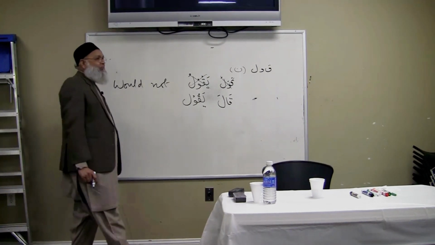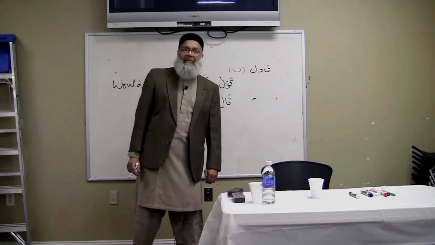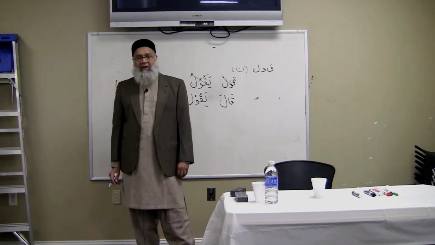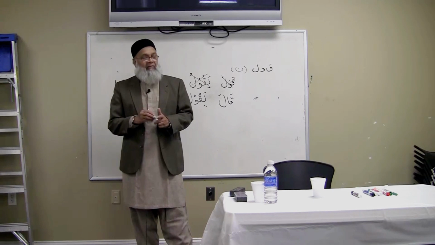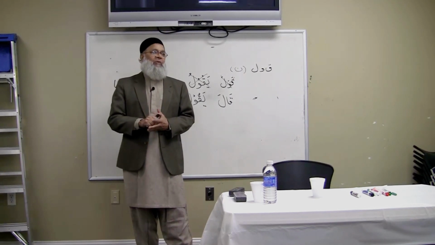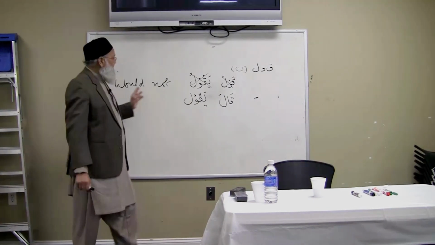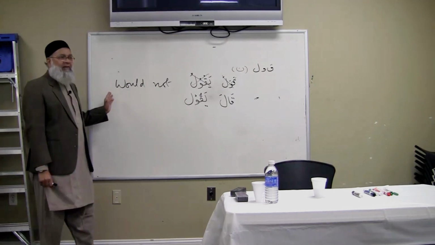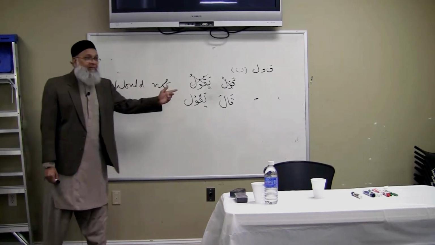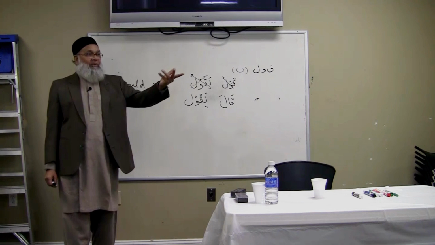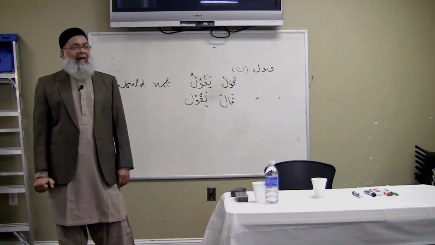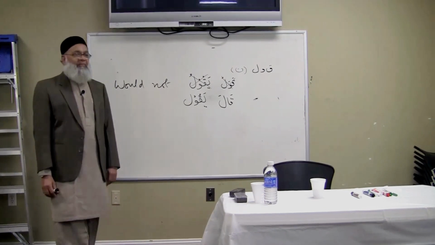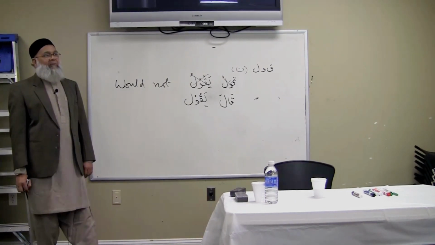Whenever there is a weak letter in Arabic or a vowel in English, in fluent speech, it will be dropped. Would not becomes wouldn't. Do not becomes don't. Have not becomes haven't. I have becomes I've.